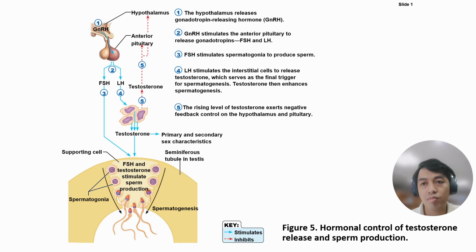So this diagram shows how the anterior pituitary gland and the hypothalamus interact with the gonads to produce the androgen, particularly testosterone, and also in the formation of the sex cell or the sperm.